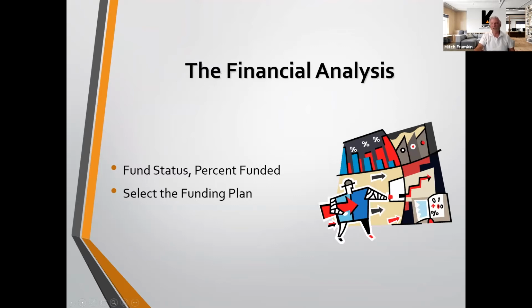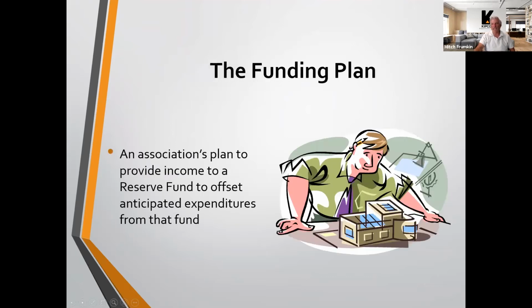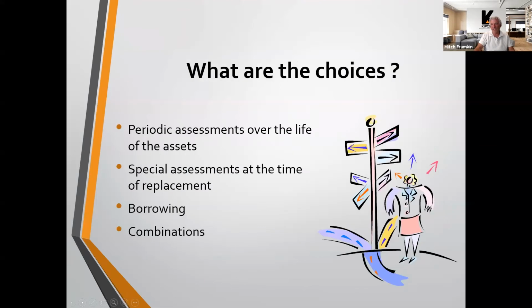All right, so now I'm going to talk about the financial analysis. Again, it's made up of the fund status, percent funded, and selecting the funding plan. Now, I already talked about what the fund status is. It's that percentage. But the funding plan is your plan to provide income to offset future replacements. I mean, that's pretty straightforward. And there are a number of different choices. Most of these choices you don't want.